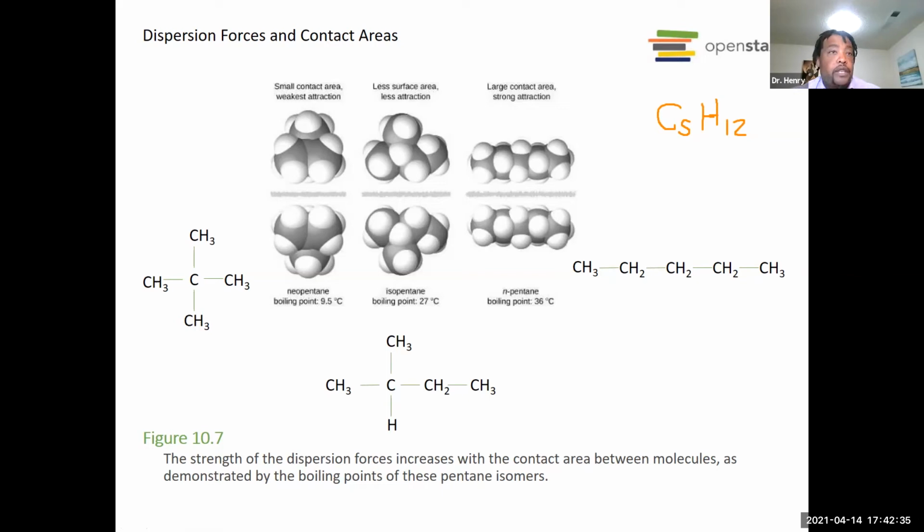Okay? So if we look at this and we look at the boiling points of these guys, they're different. Neopentane is 9.5 degrees Celsius. The isopentane is 27. And then the N-pentane is 36. So why do you think there is a difference, even though they all have the same chemical formula, C5H12? Anybody want to take a guess?